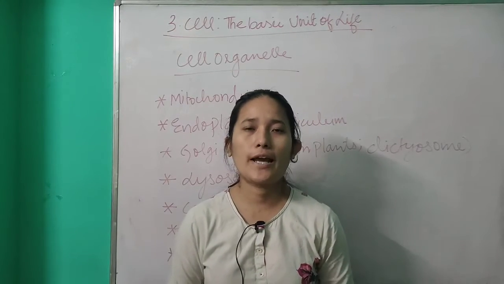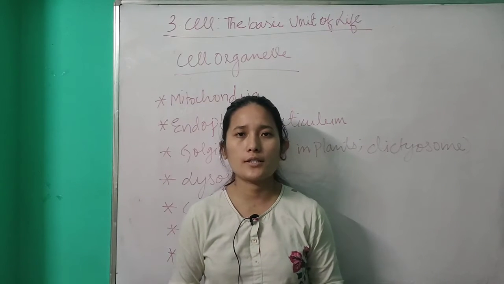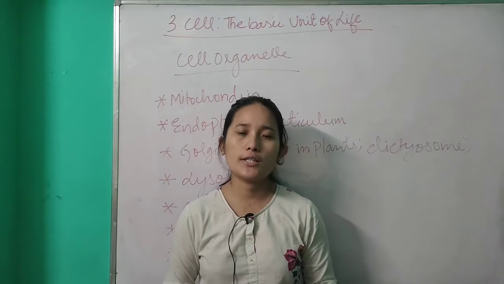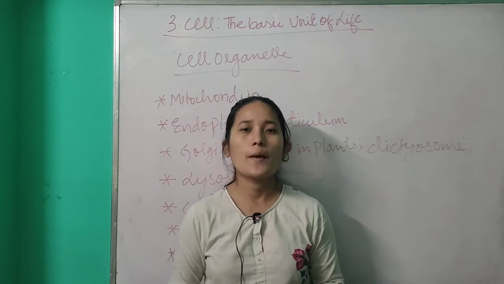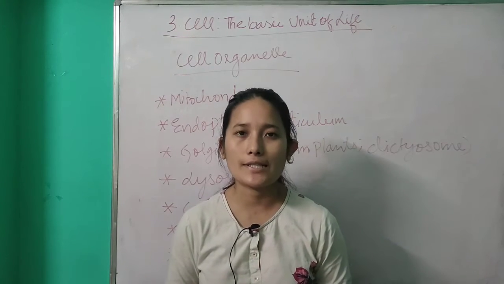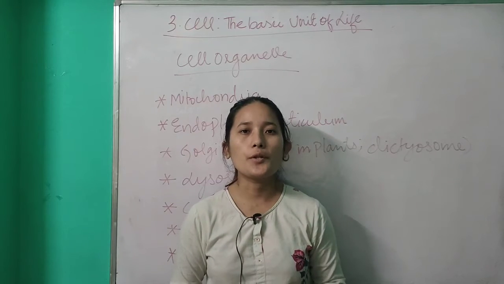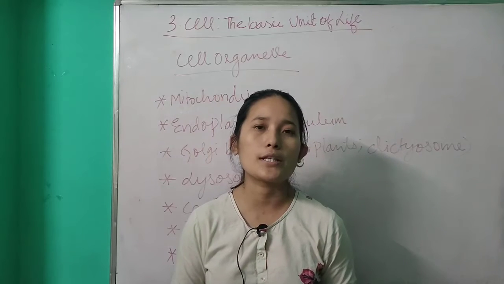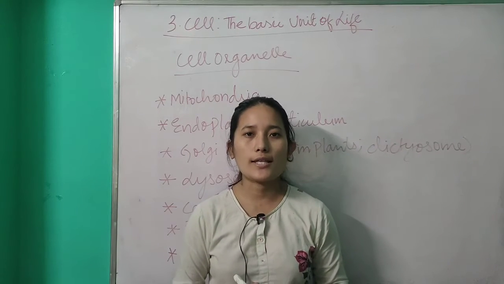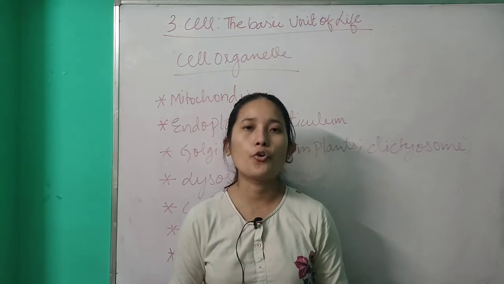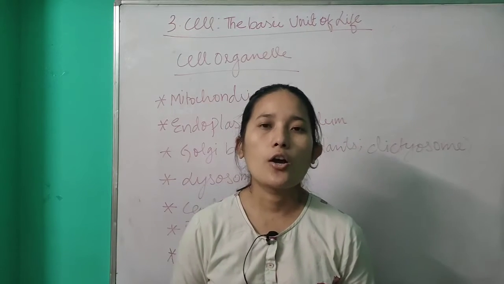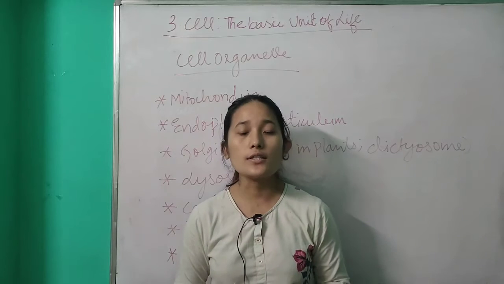So in our previous class we were discussing chapter 3, that is cell, the basic unit of life. We have already discussed the basic structure of both plant cell and animal cell. Today we will be discussing in detail the cell organelles which are present both in plant cell as well as in animal cell. Now before going through the different types of cell organelles, let us understand what cell organelles are.